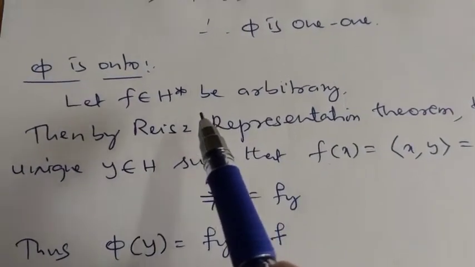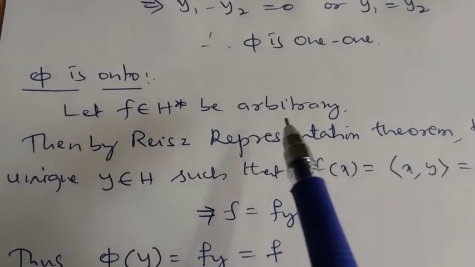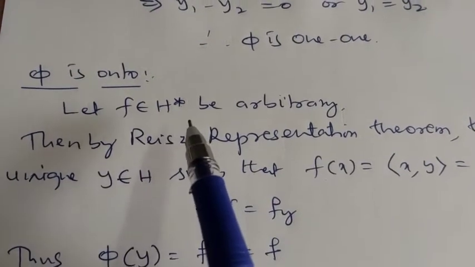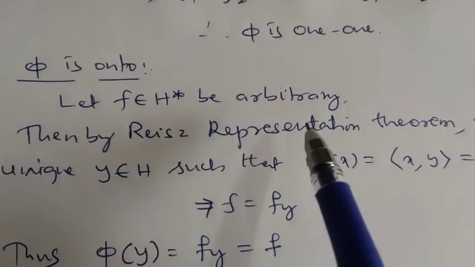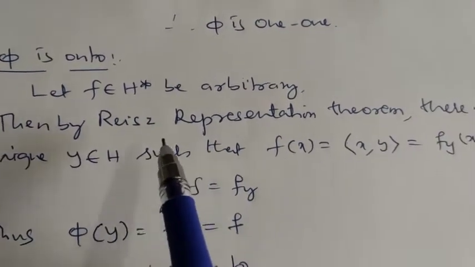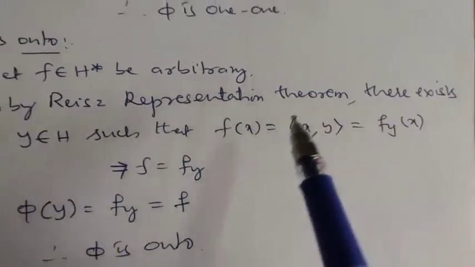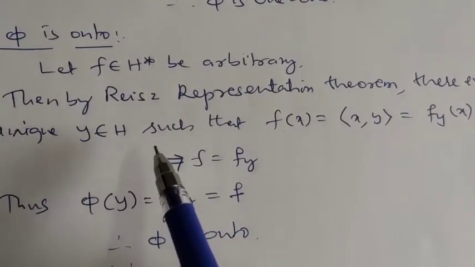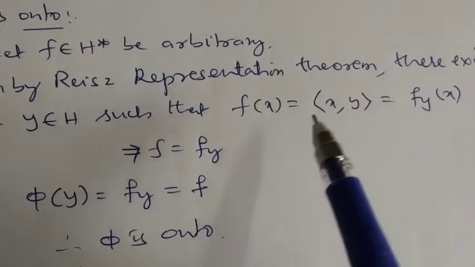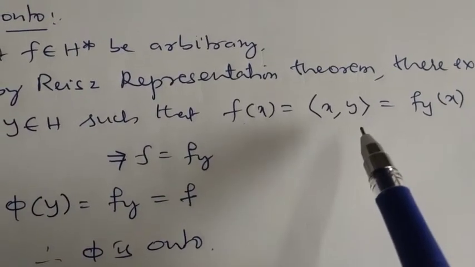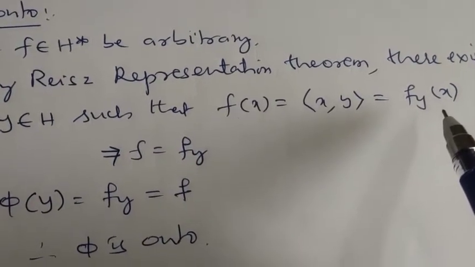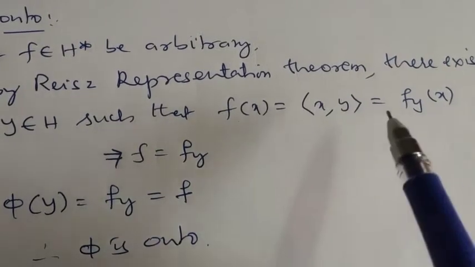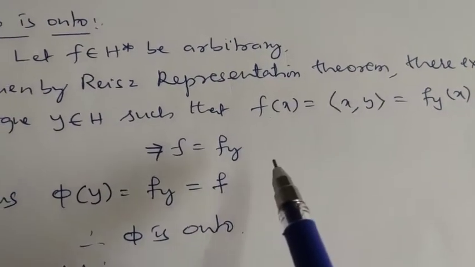Next, phi is onto. Now, let us take f belonging to H star be arbitrary, in the codomain or image space. Then, by Riesz representation theorem, there exists a unique y in H such that f of x is equal to inner product of x comma y. But inner product of x comma y is nothing but Fy of x according to our function. This implies f is equal to Fy.